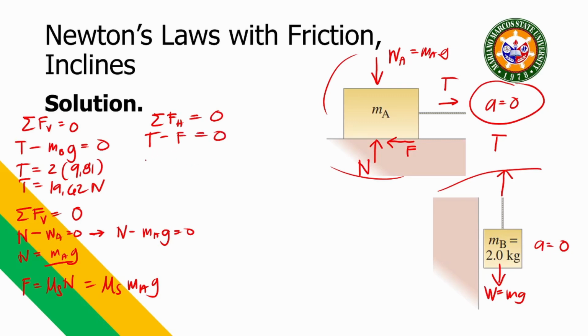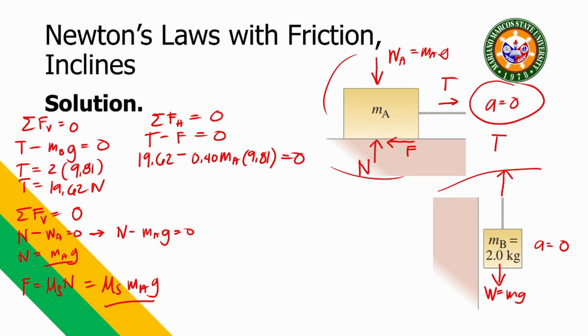So substitute natin. We have here T is 19.62 newtons minus F. So F is mu s multiplied by MAG. So mu s natin, static friction, is 0.4 multiplied by MA, mass of A. So, ito yung hinahanap natin, multiplied by gravity which is 9.81. So, this one is equal to 0.